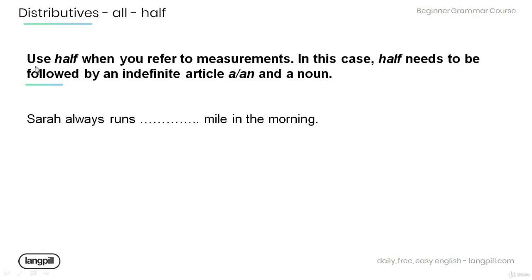Also, remember that we use half when we refer to measurements. Now, in these cases, half needs to be followed by an indefinite article, a or an, and a noun. Have a look at the sentence below and fill in the gap using the appropriate distributive. Sarah always runs half a mile in the morning.